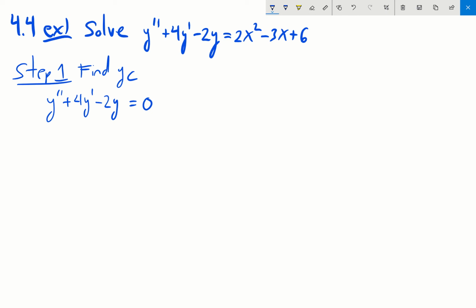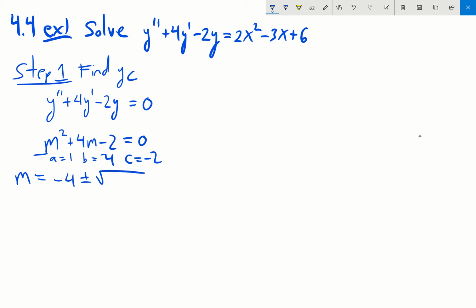From this we can solve for the values of m. The corresponding auxiliary equation would be m squared plus 4m minus 2 equals 0. This is what we did back in section 4.3. It would be nice if this factors, but it doesn't, so we can go ahead and use the quadratic formula. A is equal to 1, B is equal to 4, and C is equal to negative 2. So we have negative B plus or minus the square root of B squared minus 4 times A times C, all divided by 2 times A.